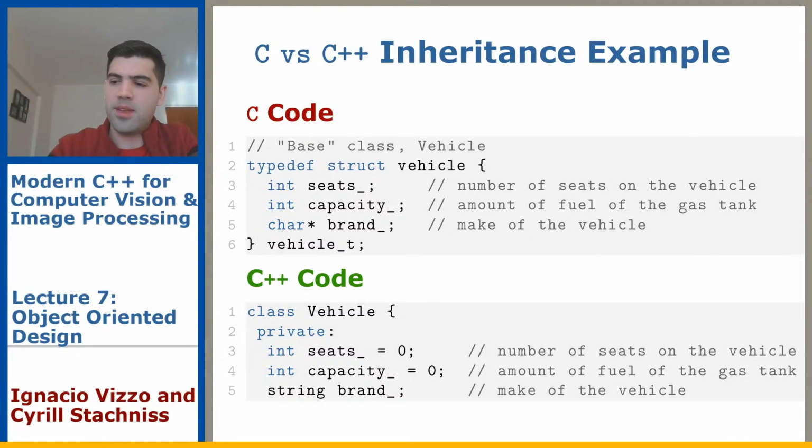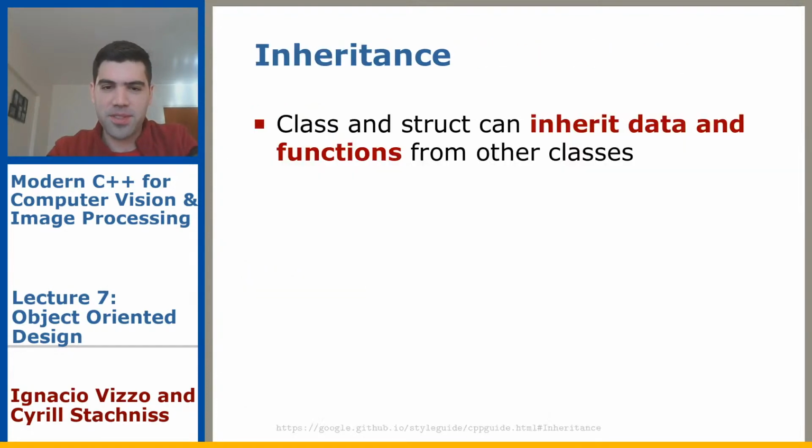So in order to make the lecture short, I will keep moving forward. But again, you should download these examples and try it on your own. So the idea behind inheritance, that is what I am trying to explain, is that a class and a struct can inherit data and functions from other classes, right? And this way we can express relationships between the types and also reuse code.